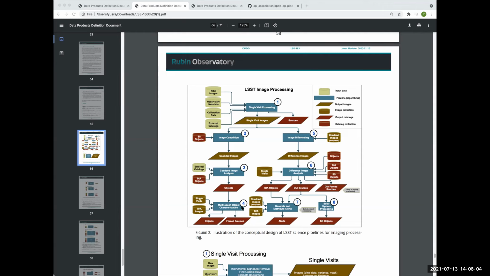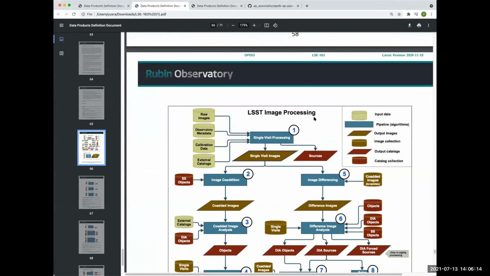Can you please display it on a larger screen, like a view? Let's see if I can just zoom in. Okay, thank you. How about that?